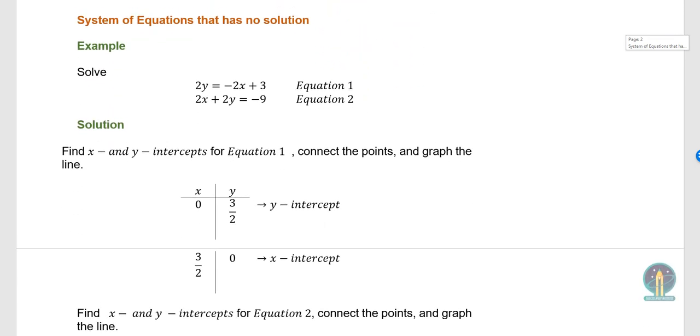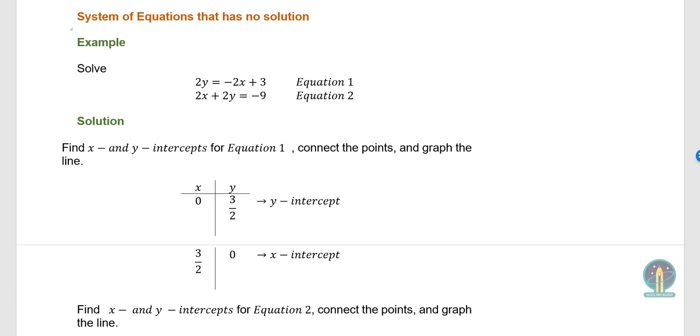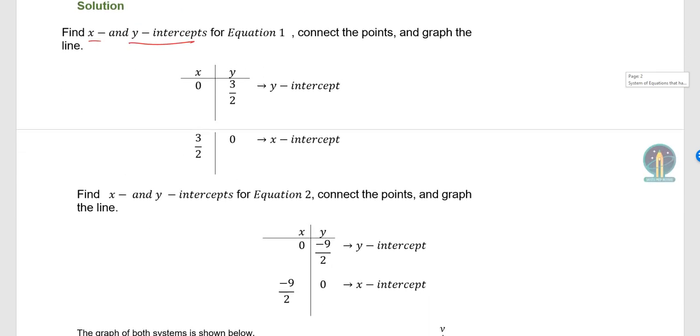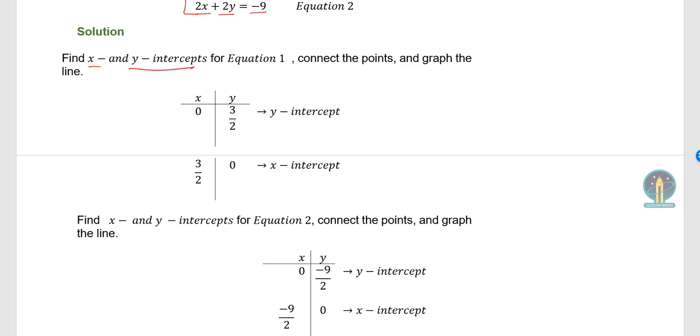Now first, let's look at an example of a system of equations having no solution. So solve the system of equations. Equation 1 is 2y equals minus 2x plus 3. Equation 2 is 2x plus 2y equals minus 9. So first we find the x and y intercepts for equation 1, and then we connect the points and graph the line on the coordinate plane.